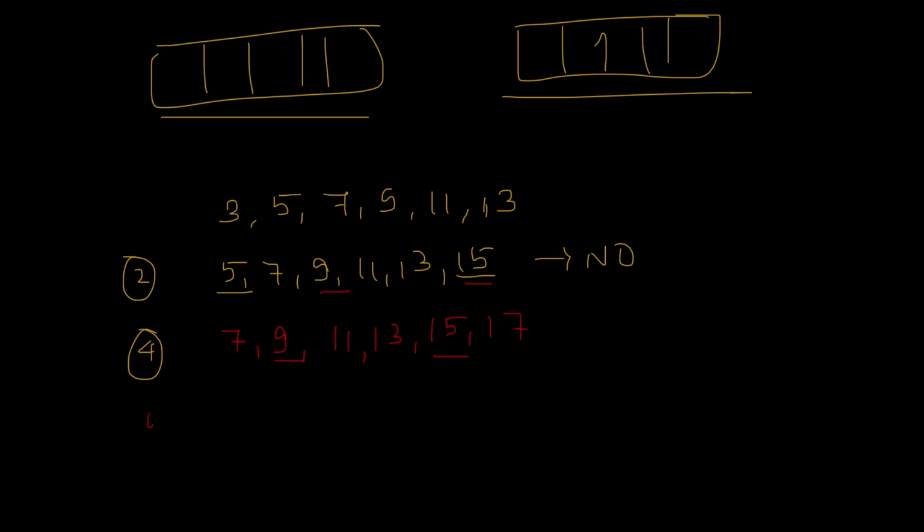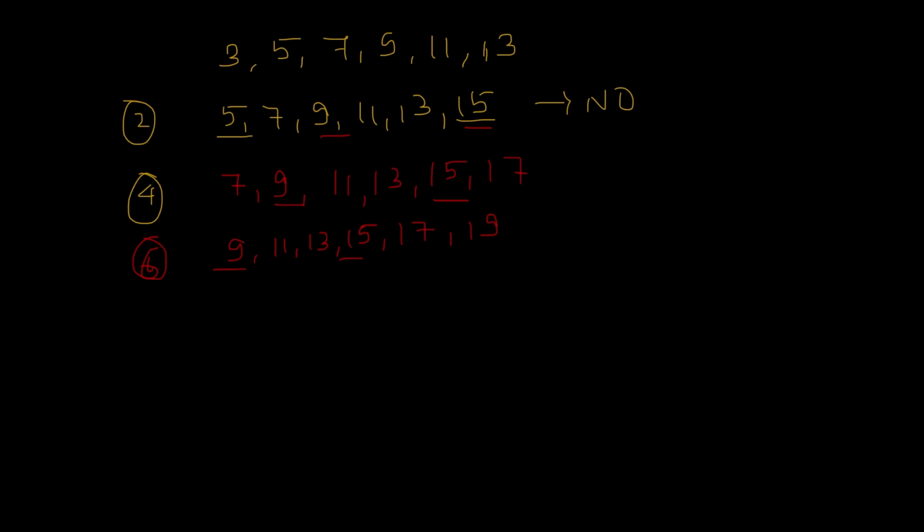Now if I add 6 to them, it will be 9, 11, 13, 15, 17, and 19. Now here again, this 9 and 15, the GCD will be 3, so the answer is again no. And now again, if I add 8 to them, it will be 11, 13, 15, 17, 19, and 21. So here you can see 15 and 21. This will have the GCD 3. So the answer will be no again.